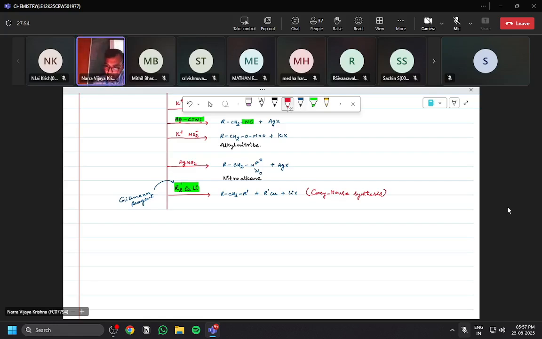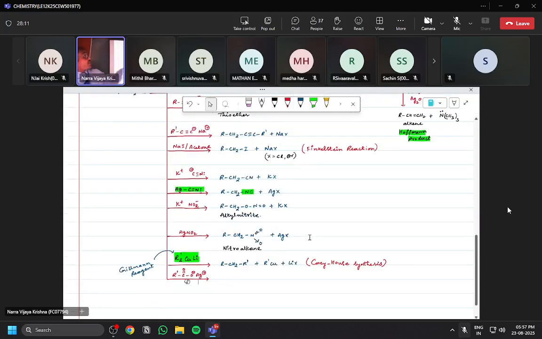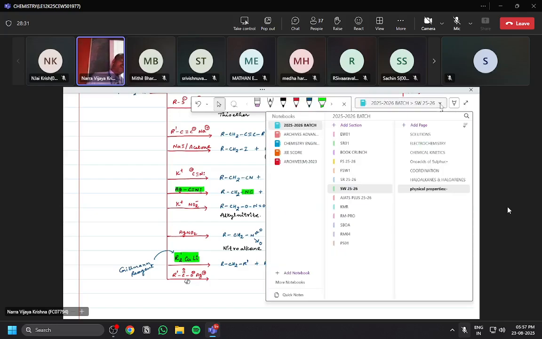Next. Now I am taking R COO minus Ag plus, silver acetate. If silver acetate is allowed to react with alkyl halide, what will be the product? Alkyl halide, silver acetate, what is the product? Preparation of alkyl halides from silver salts of carboxylic acids, we have seen or not? During preparation, what is that? Hunsdiecker reaction.